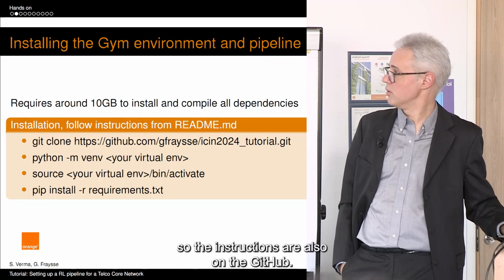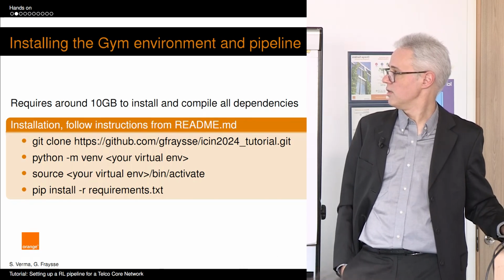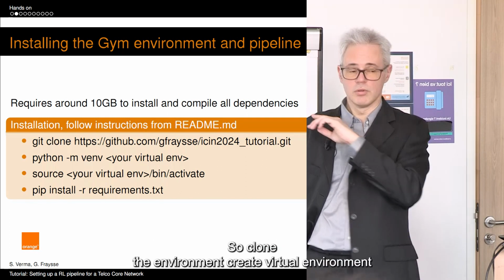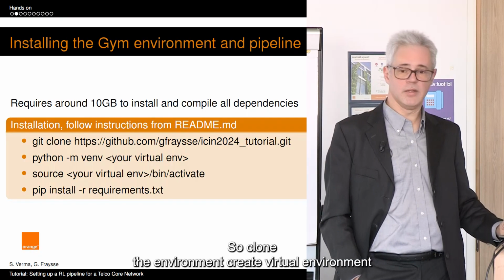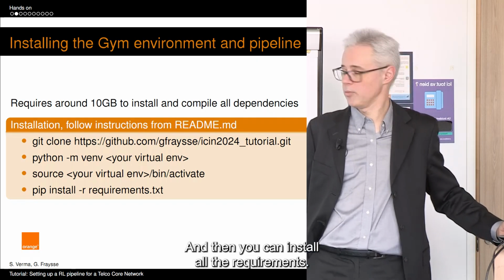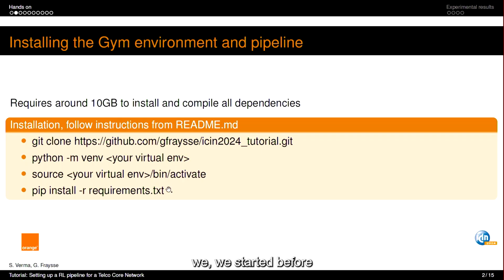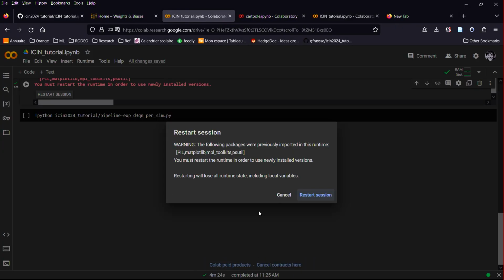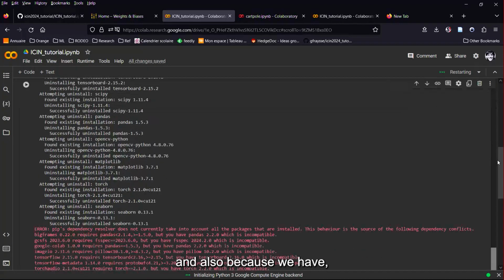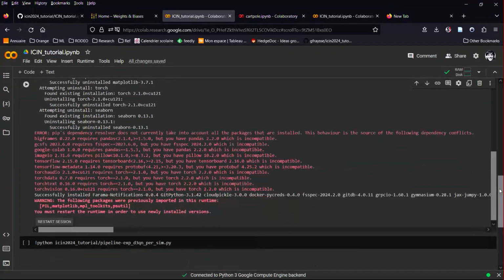The instructions are also on the GitHub. That's basically what I said before. If you're familiar with these commands, you can just follow them. Clone the repository, create a virtual environment, activate it, and then install all the requirements. That's what we did on the Colab. We started before, so I need to restart the session because it's been too long, and also because we have updated some libraries.